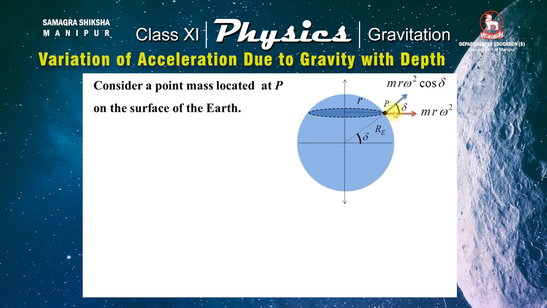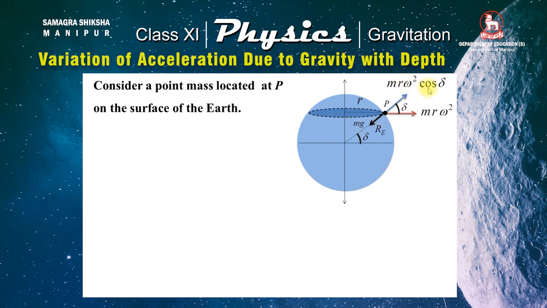If you can resolve the red and yellow lines, the blue line is perpendicular. This can be resolved along the horizontal and vertical. So the component of the blue line is m r omega square cos delta. At the same time there will be a force directed towards the center of the earth, m g, where m is the mass of the point mass and g is the acceleration due to gravity. So this will be the real force.